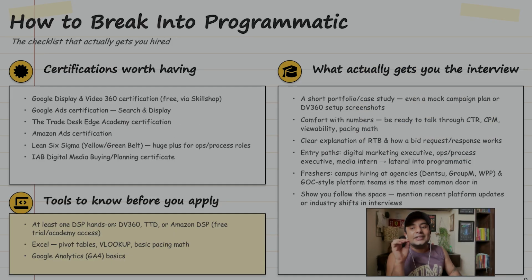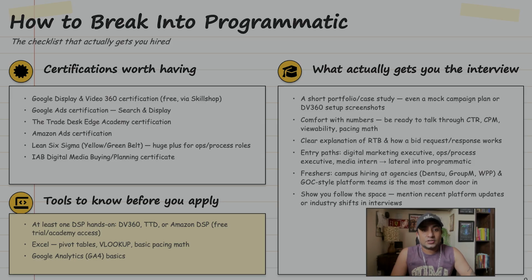How to break into programmatic. The certifications worth having, which we already discussed and I will be adding in the description also, are Google's DV360 certification. It's free of cost using Skillshop. I suggest you take the free Skillshop certification and not pay for any third party DV360 or programmatic certifications, because they are of no use in big agencies or product side companies. Nobody asks if you have taken some YouTuber's certification or not.